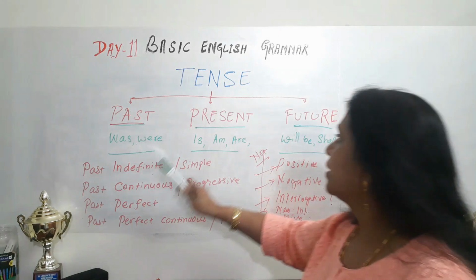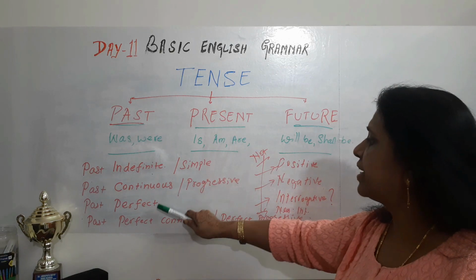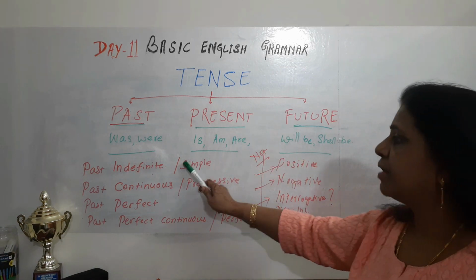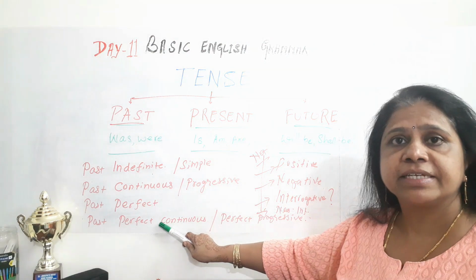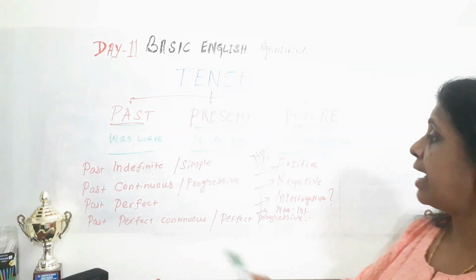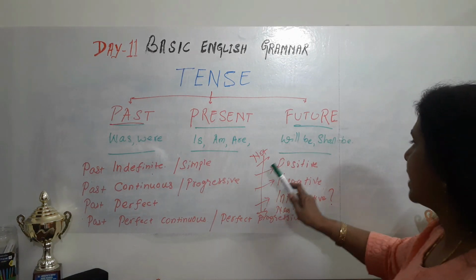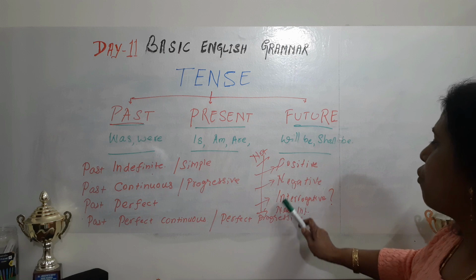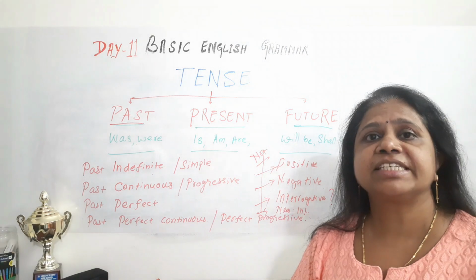In past, we have 4 types of tense. In present, again 4 types of tense. And future, again 4 types of tense. That means totally there are 12 types of tense. And in these 12 types of tense, we have 4 types of sentences to be formed.